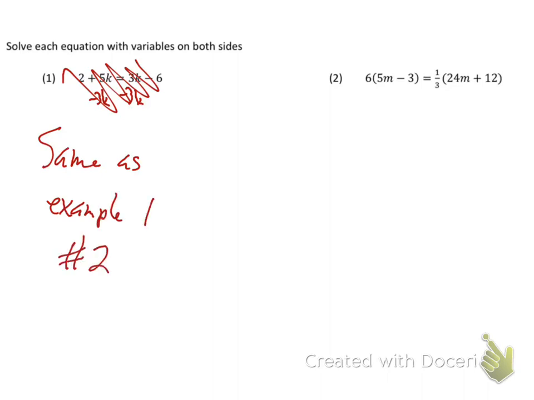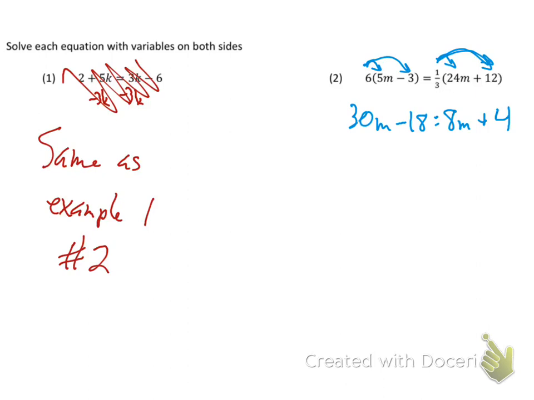Okay, so let's look at number 2 here now. All right, so here you see I got distributive property. Well, I have to do the distributive property first. I got to clear those parentheses. So if I do the distributive property on the left-hand side, I'm going to get 30m minus 18. And if I do the distributive property on the right-hand side, yes, there's a fraction, but I can deal with that. A third of 24, or 1/3 times 24, is going to give me 8. And that m's coming along for the ride. And then 1/3 times 12 is going to give me 4.